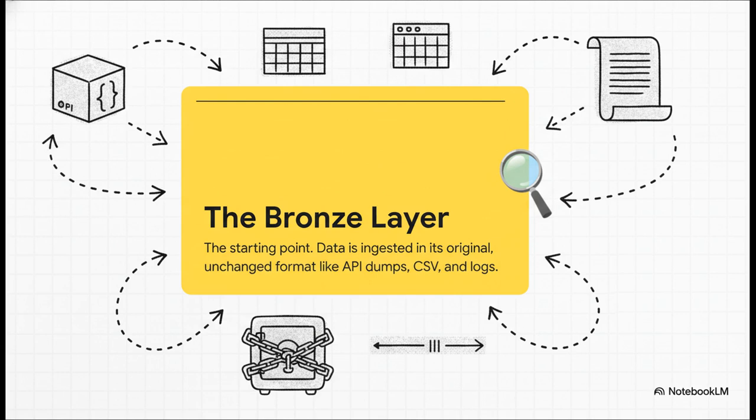All the data comes in and is kept in its original, completely untouched format. I'm talking raw API dumps, CSV files, server logs, whatever it is, exactly as it came from the source. This layer becomes your permanent historical archive.